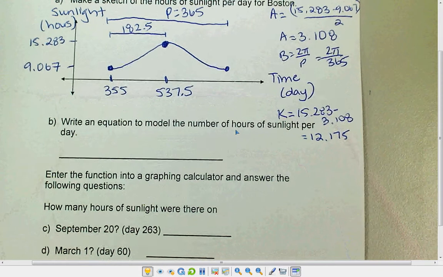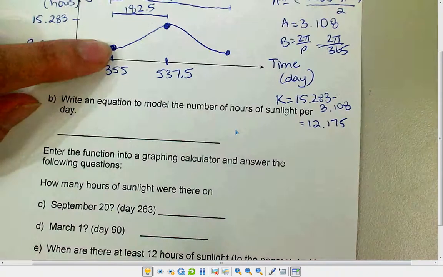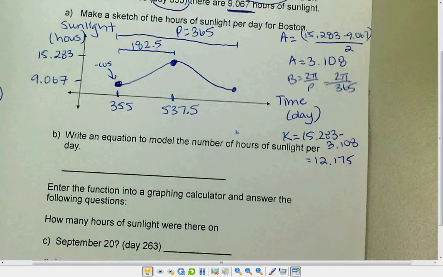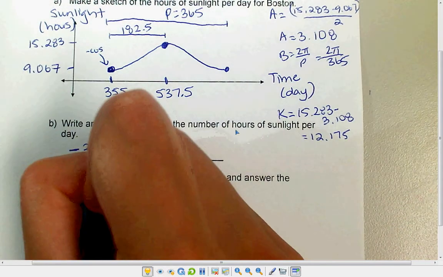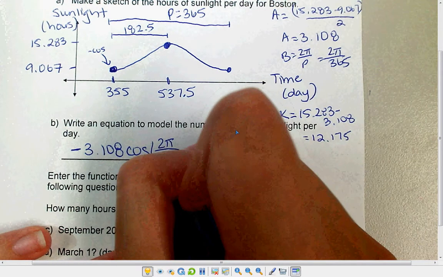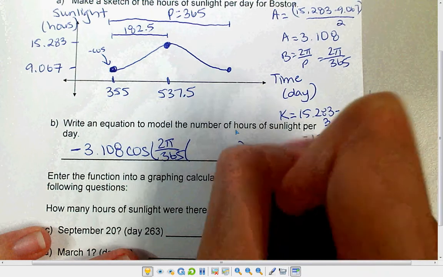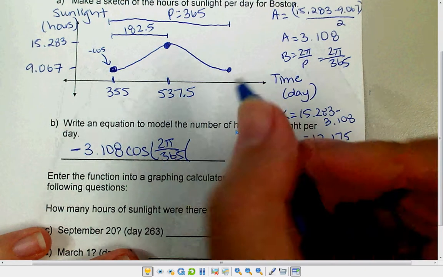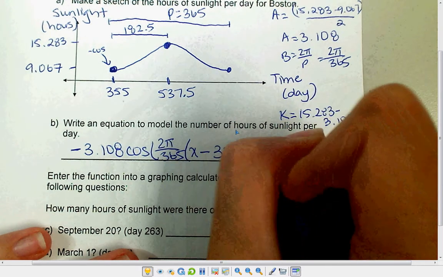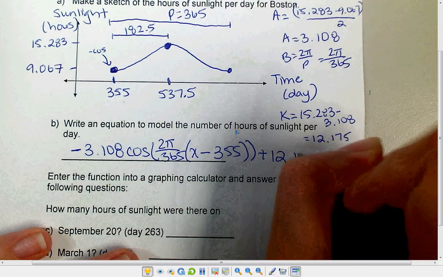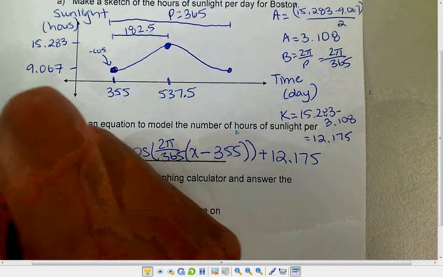And now to write our equation, we just need to pick a point. So let's use this point right here, the first point we're starting at. If I'm using this point, it's starting at the bottom, so this is going to be a negative cosine function. So this is negative. My a value is 3.108 cosine. My b value is 2 pi over 365. My h, if I'm using this point, I've moved to the right 355, which means I'm going to be subtracting 355, close parentheses. And then, of course, I'm going to add my k, which is 12.175. So this is my equation.